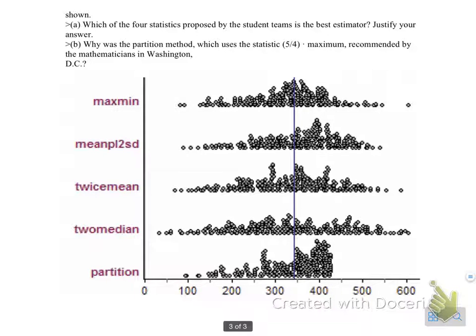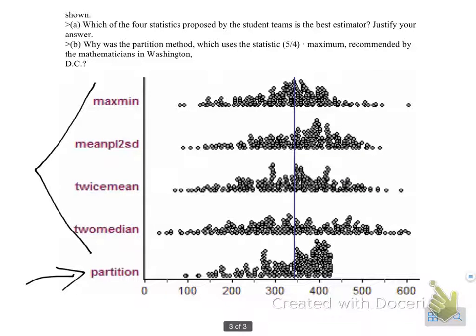So we can look at these 4 different statistics, and then also this partition method, which ended up being the one that was used by the mathematicians during the World War. And so the question was, which of the 4 statistics proposed by the students is the best estimator? Basically you want something that has the least variability and the highest accuracy.